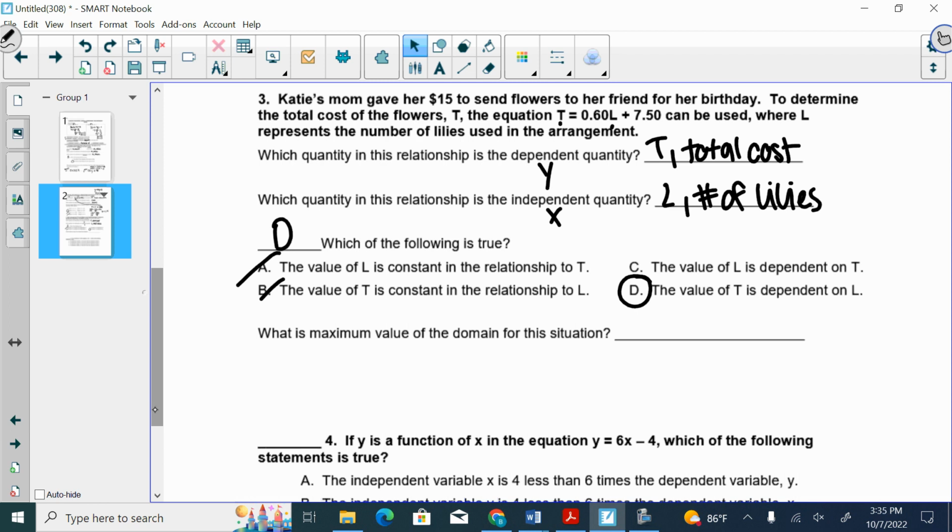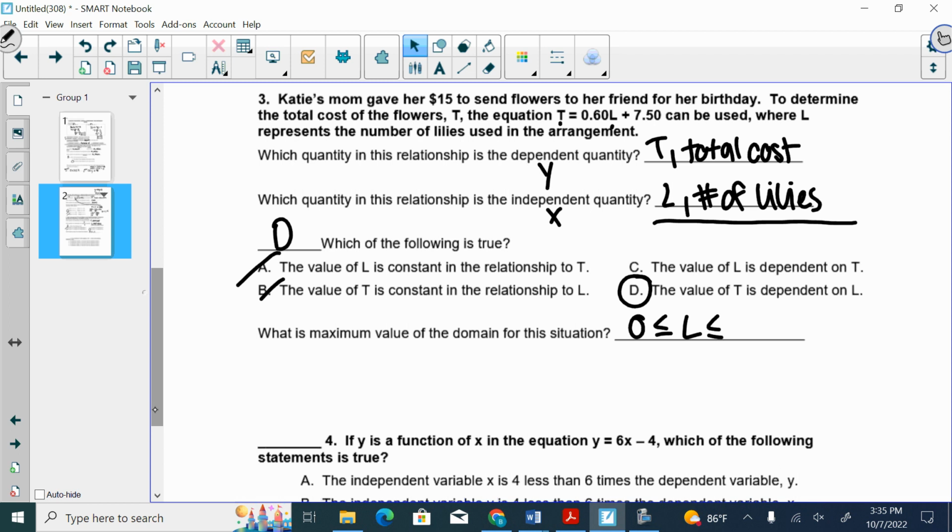Then they ask, what is the maximum value for domain? Domain is my X's or my Y's? X's, okay. So now they're asking how many lilies, basically, right? Okay, well, what's the most lilies that she could buy? We don't know, right? But what's the least amount of lilies she could buy? 0. Okay, so we know it's going to start out with 0 is less than or equal to L is less than or equal to something, right?